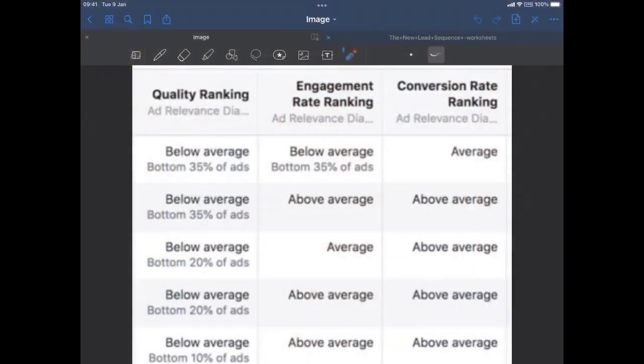Now, I'm just going to go back to the iPad and we'll look at the engagement rate ranking.